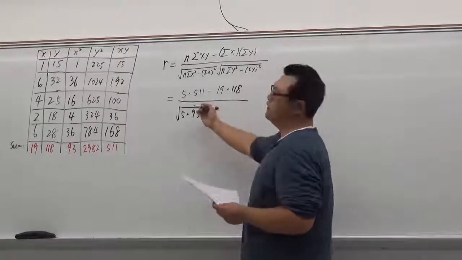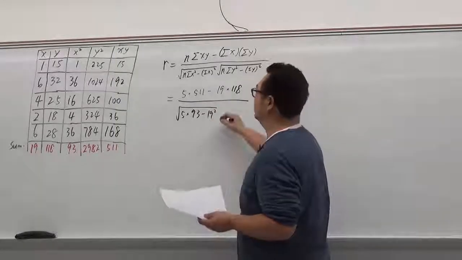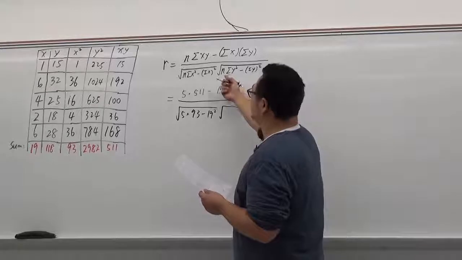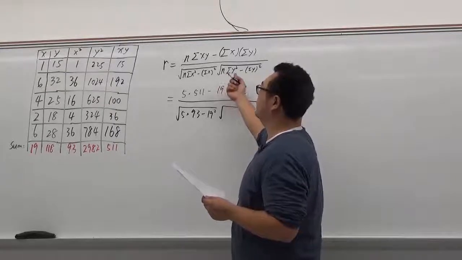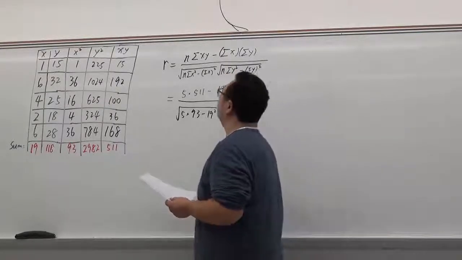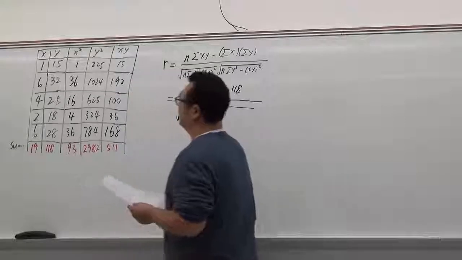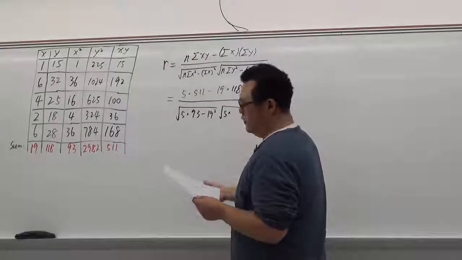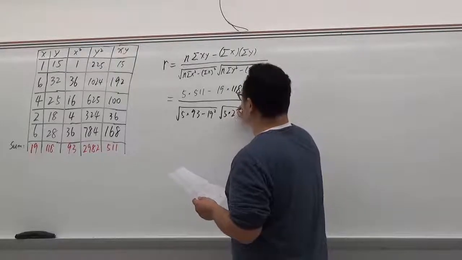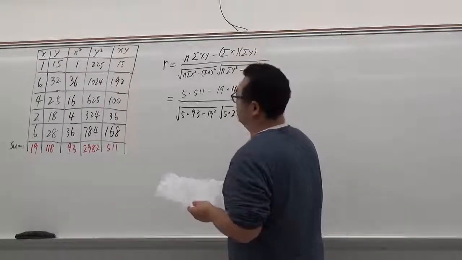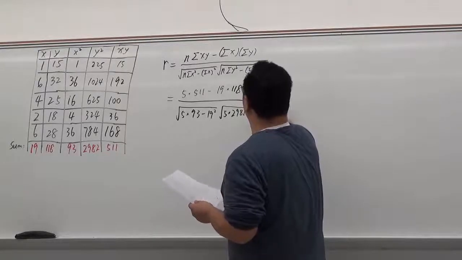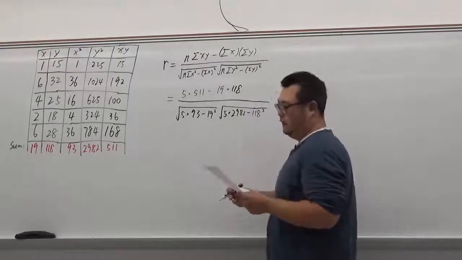Since that's under the square root, this number must be positive. Similarly, I have n times the sum of y squared minus the square of the sum of y. The sum of y squared is 2,982 minus 118 squared. Also similarly, it should be positive.